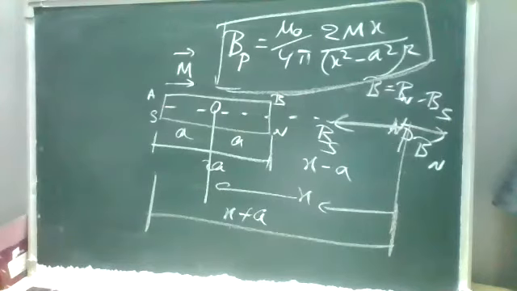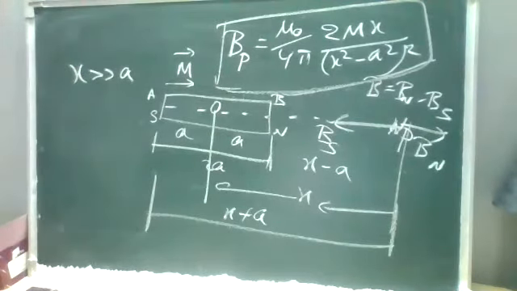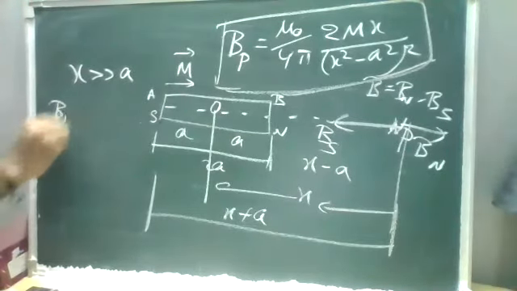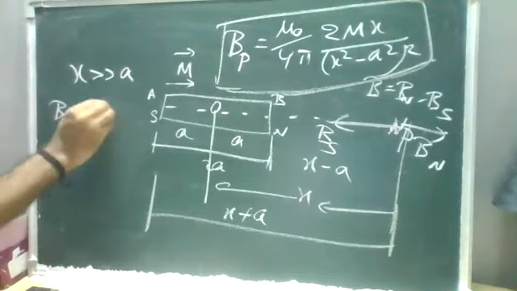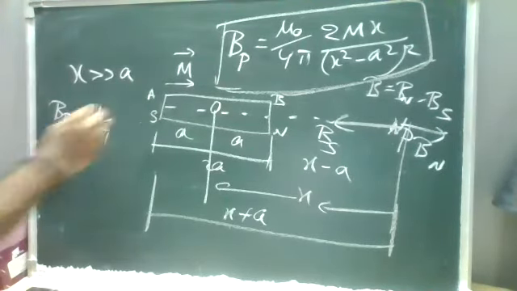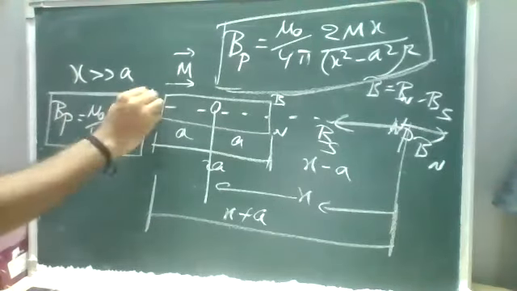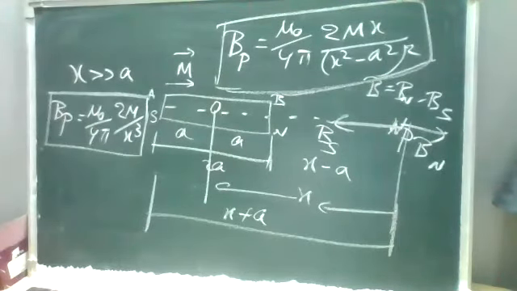Done. There is a special application, a special case here. If the distance x is much greater than a, I can neglect a here. So BP is equal to mu naught by 4 pi into 2m by x cube. BP is equal to mu naught by 4 pi into 2 pi m by x cube. This is for your axial.